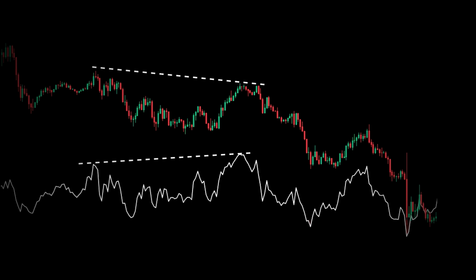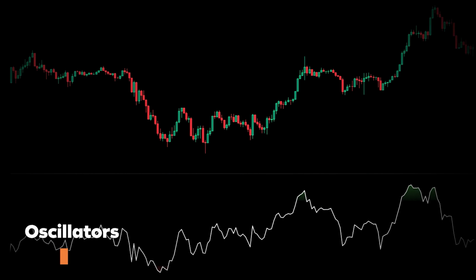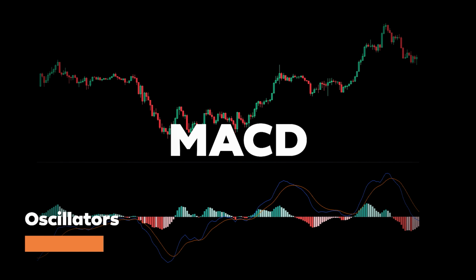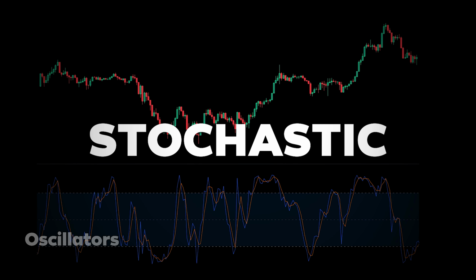In order to spot these divergences, you'll need to use an oscillator. There are many that you can use. These include RSI, MACD, and the stochastic oscillator. Honestly, you can use any oscillator to identify divergence. It doesn't matter which one. Now that we've covered the basics, let's look at a chart and a live example.